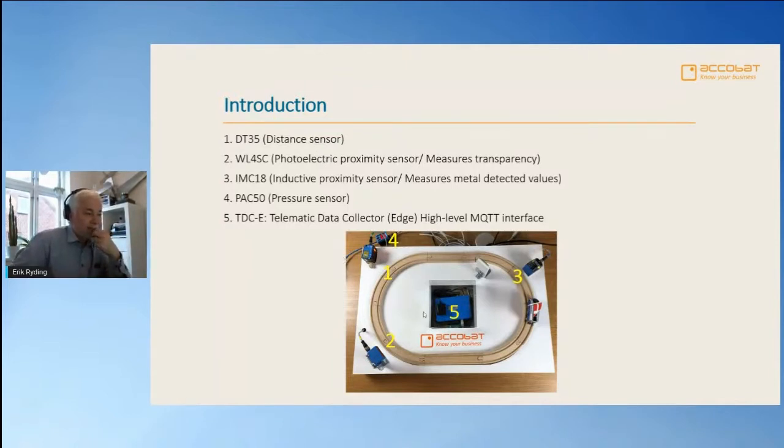Now, these 4 sensors are all connected to what we have here at number 5, which is the telematic data collector. This receives signals from the sensors around it and transmits or publishes to an MQTT message broker. So that was just a high level.